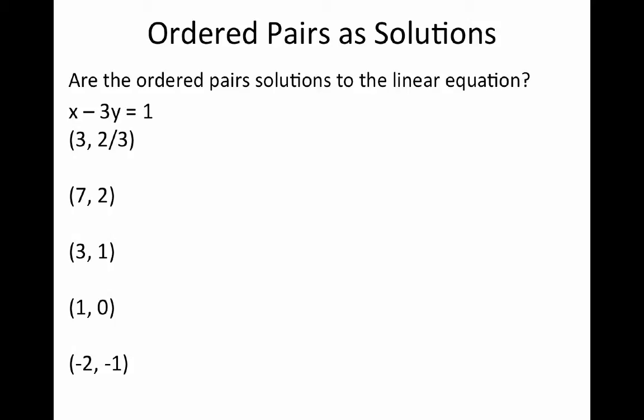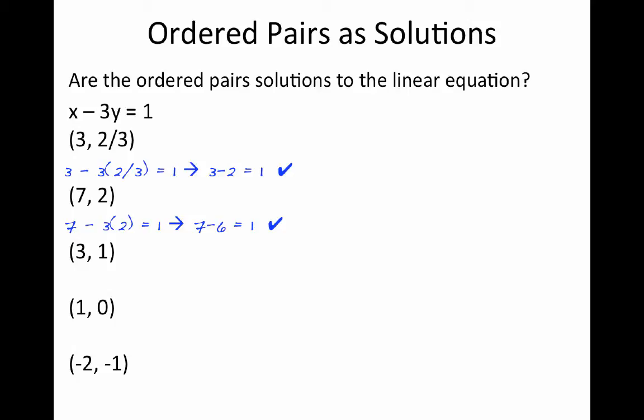Okay, to check our work, we can plug x equals 3, y equals 2/3 into x minus 3y is equal to 1. Do the math. You get 3 minus 2 is equal to 1, a true statement. That first point is a solution. For the point (7, 2), plug it in and you get 7 minus 6 is equal to 1. That's a true statement. So the ordered pair (7, 2) is a solution to the linear equation.